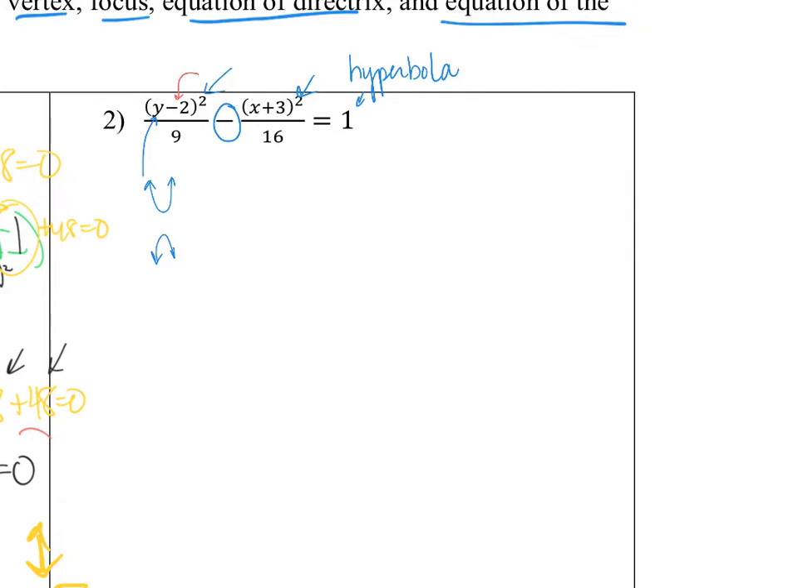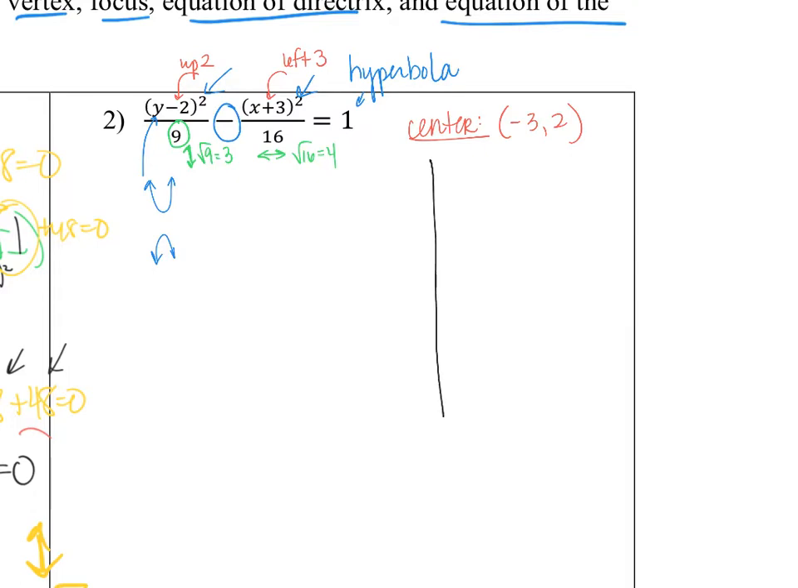Let's see, what other details we know? The -2 here is telling us to go up 2 to find our center, and the +3 is telling us to go left 3. So our center for our hyperbola is going to be -3, 2. And we also know that because the 9 is underneath the y, vertically from there we're going to go the square root of 9, which is 3. And we're going to go left and right because 16 is under x, the square root of 16, which is 4. So to get going on the graph here, I'm going to put some markings. It's going to be a little sketch.